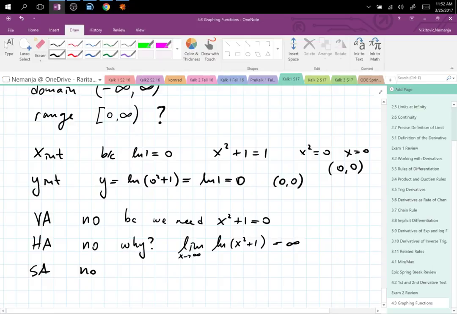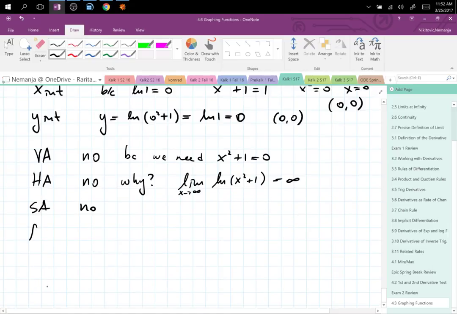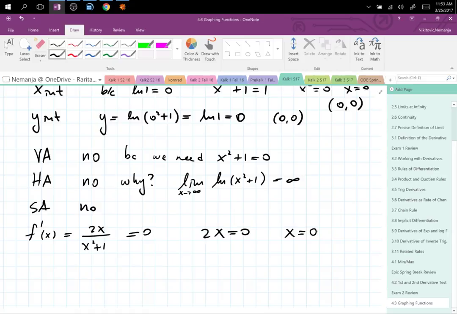So we got the first 7 calculations out of the way. It's time for calculus, finally. First derivative of x is equal to, so that was ln, which means put the x squared plus 1 down and this one, set it equal to 0, 2x equals 0, x equals 0. So we have a critical point, right, at 0, 0.